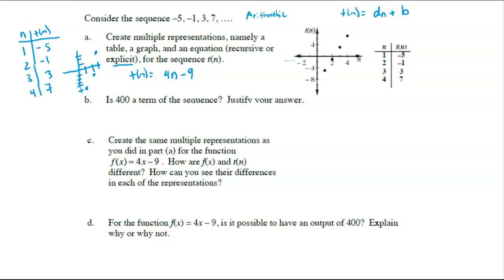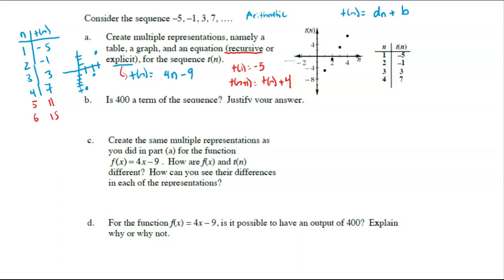So that would be our explicit one. If I'm going to do a recursive, remember there are two parts that I need. I need a starting point, so I'll just put my first point as my starting point. So t of 1 is equal to -5, and then I will say t of n plus 1 is equal to t of n plus 4. The red goes with the red and the blue is the explicit, so recursive is the red. Then it says, is 400 a term of our sequence? Now, you could continue this sequence: my 5th term is 11, my 6th term is 15. I could continue that, but that seems like a lot of work.